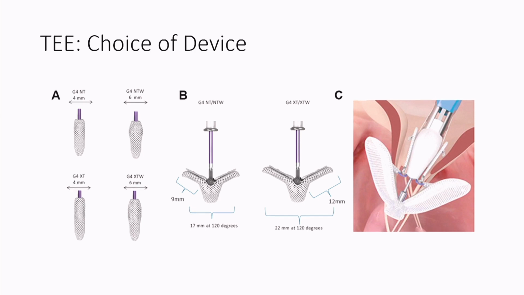The other device we have is the Pascal device. It's a larger device with a spacer within. It's claimed to be nicer and more delicate on the leaflet. It has also had good results. There are two sizes of the Pascal, B10 and B6, and we still have only early experience with that device.